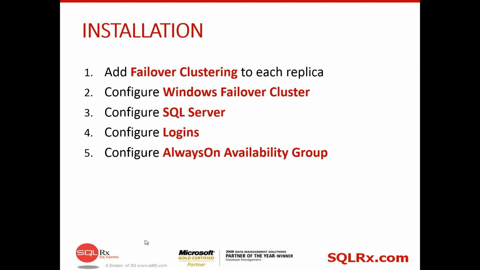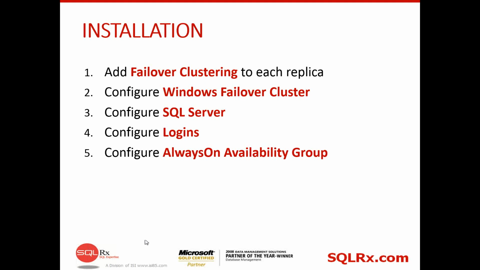Now, there are 5 steps. You need to do all these steps, and you need to do them in this order, and we'll go over each one of them individually. First, you need to add Windows Failover clustering to each of your replicas. Then you need to configure Windows Failover cluster on your primary replica. Then we'll configure SQL Server on all of the replicas. We'll make sure the logins are configured correctly. And then we finally will install and configure the AlwaysOn availability group.